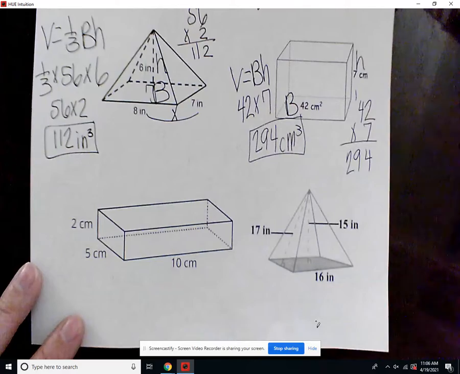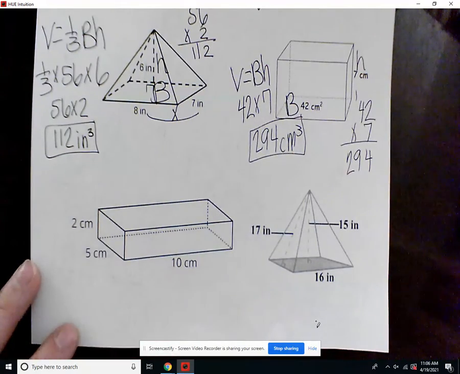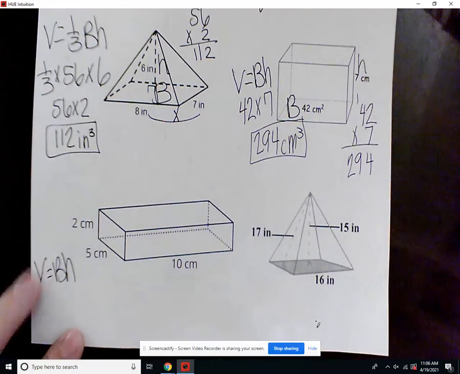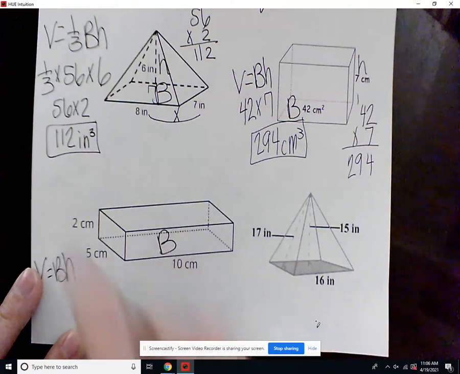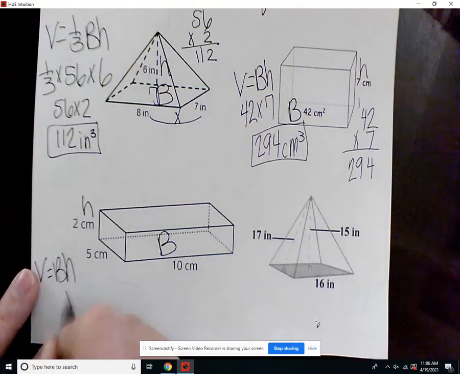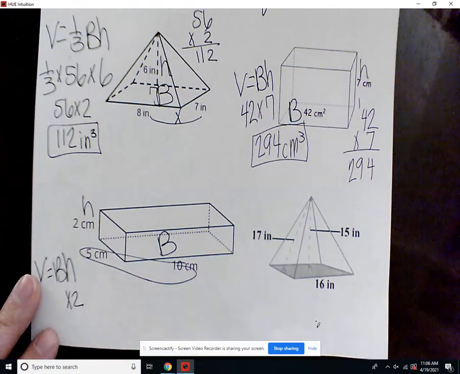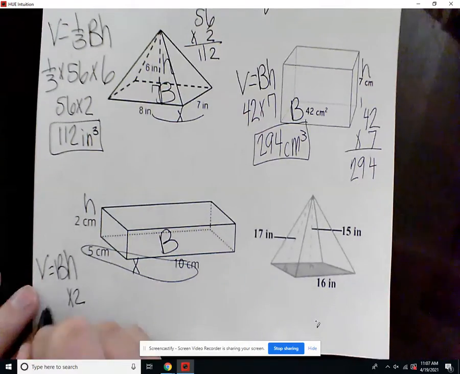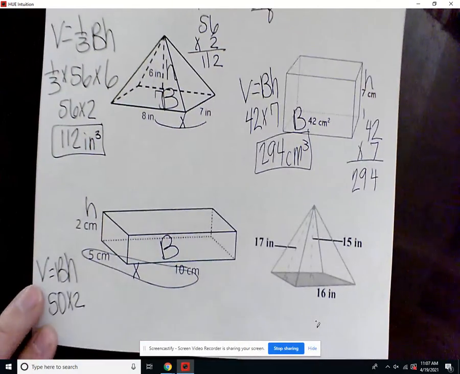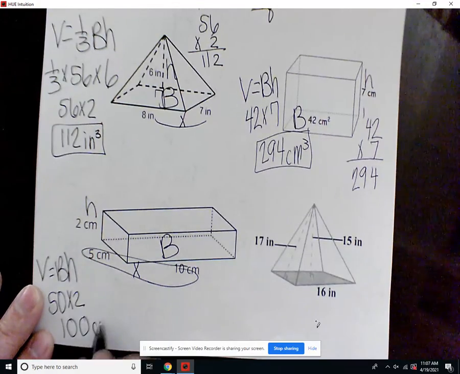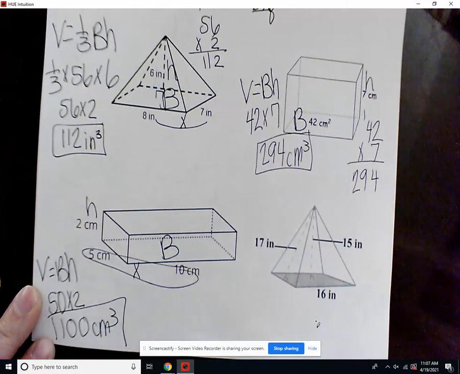All right, so for this one, again, this is a prism. So we have V equals BH. So there is our base on the bottom. There is our height. So we know height is 2. We're going to find the area of our base by multiplying them together. So 5 times 10 is 50. And then we've got 50 times our height, which is a 2. And so we get 100 centimeters cubed.